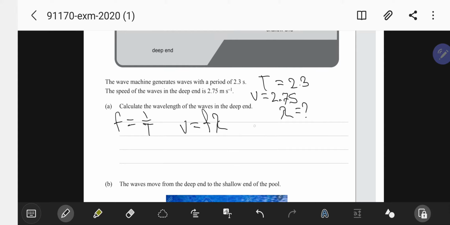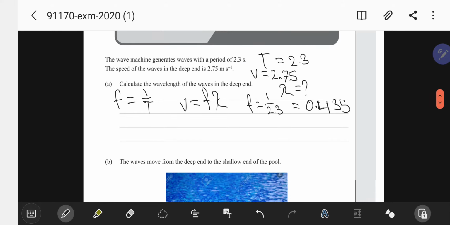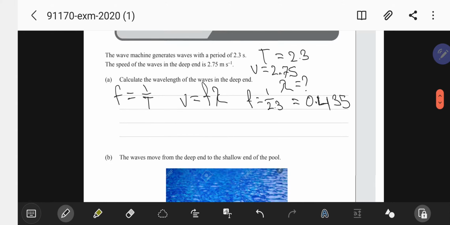So calculating frequency first. Frequency will be 1 divided by 2.3, which gives us 0.435. Again, let me know in the comments if you think this is wrong, because I think it's wrong. I don't know why.